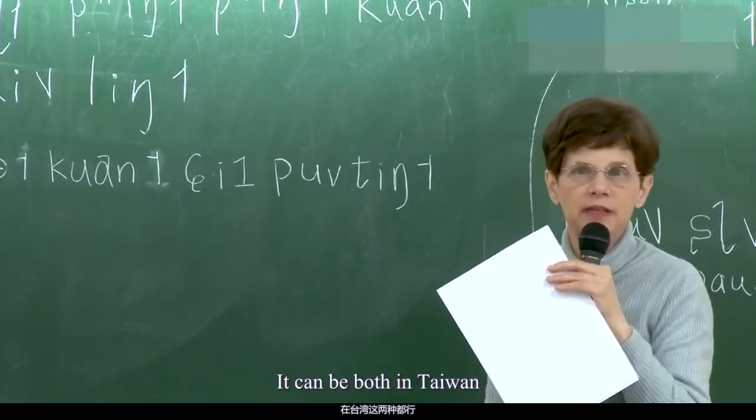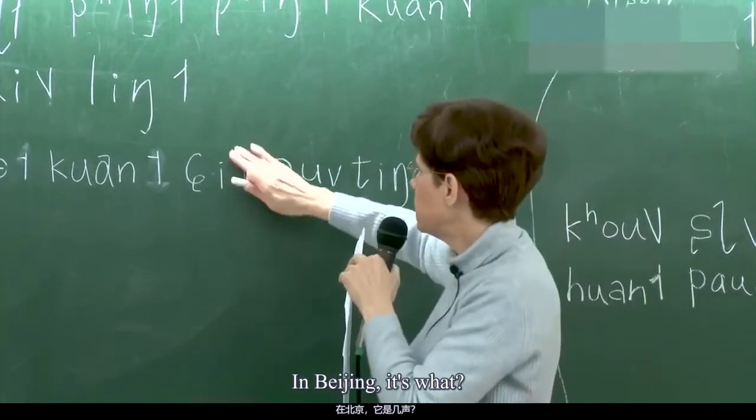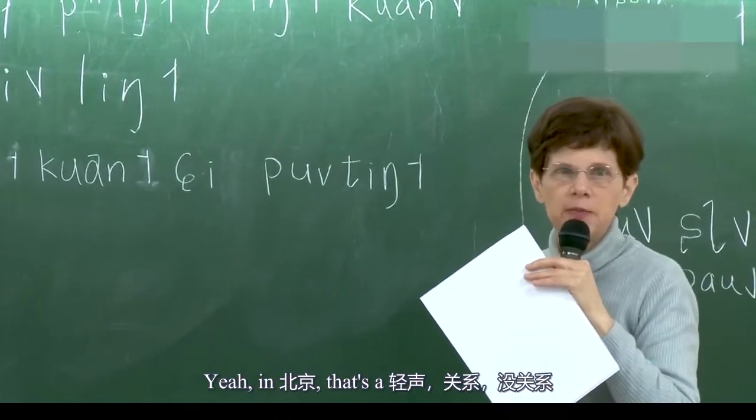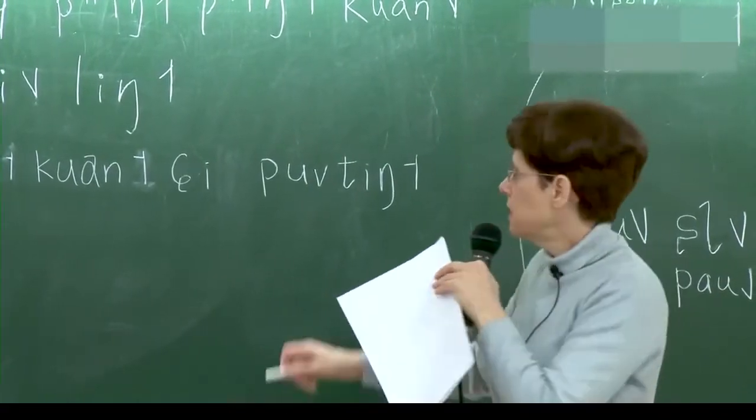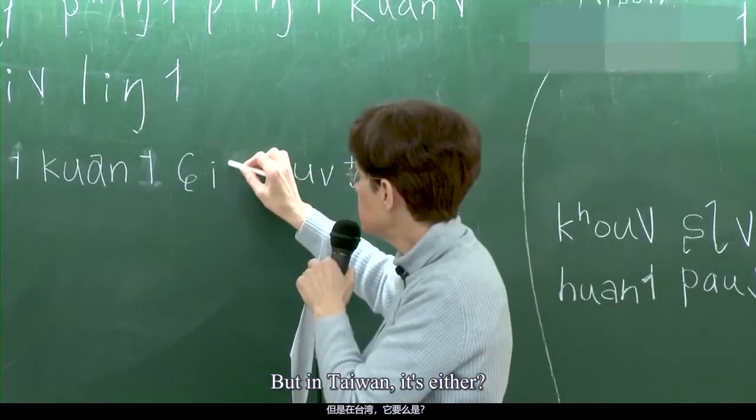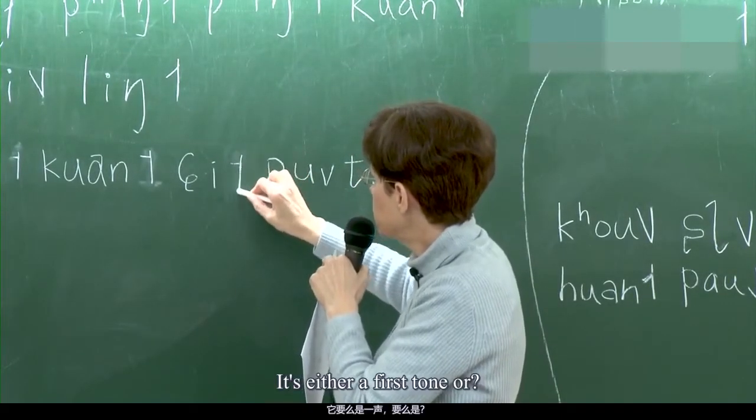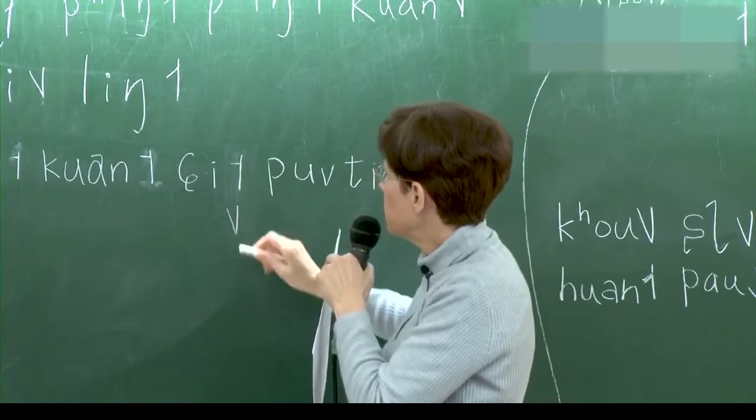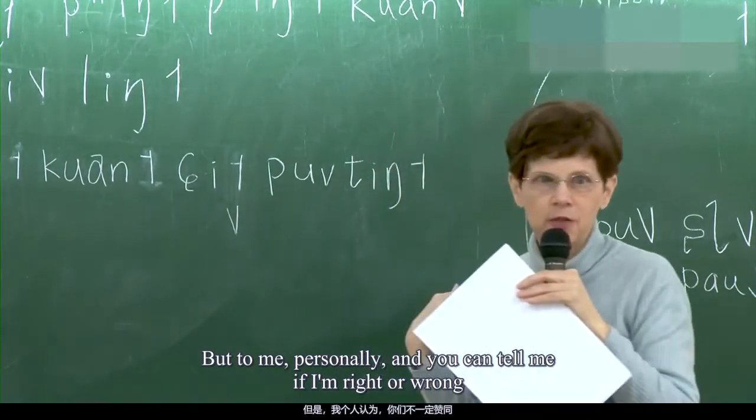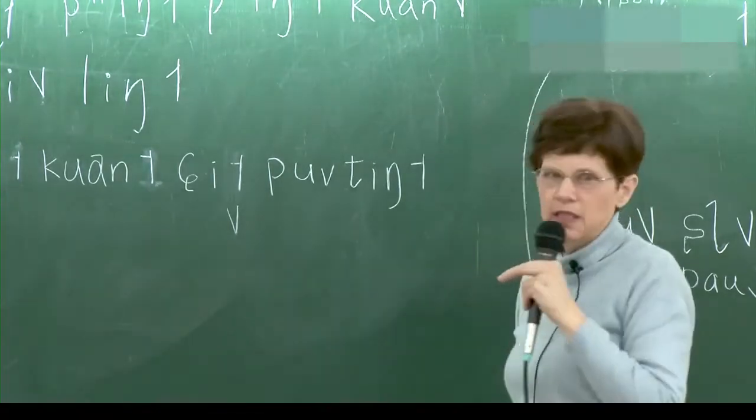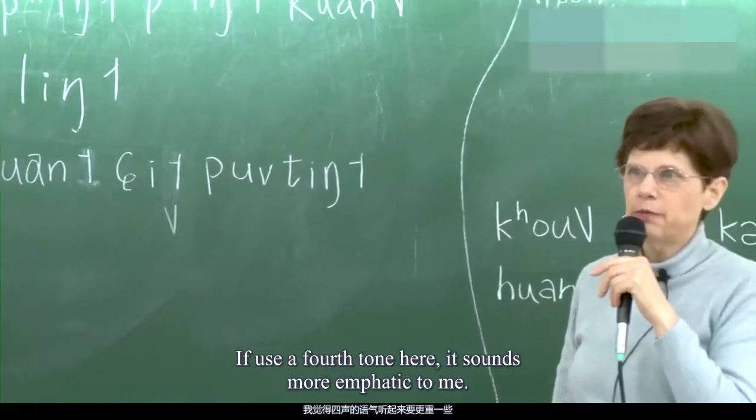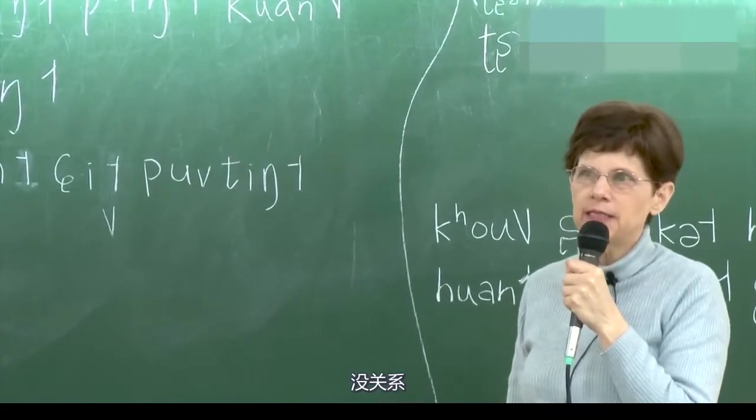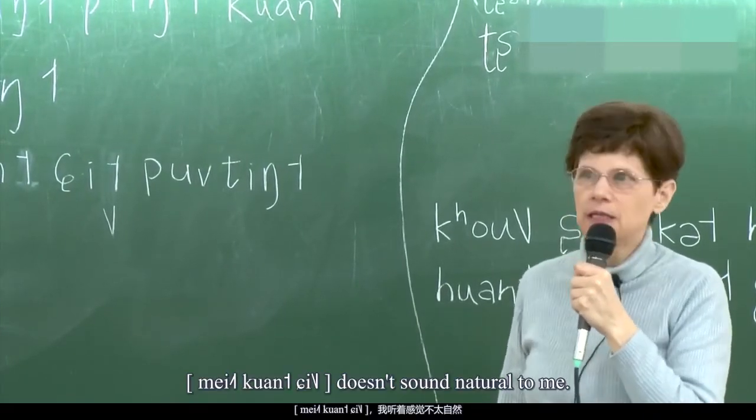It can be both in Taiwan. In Beijing, it's what? Yeah, in Beijing, that's a 轻声关系, 没关系, 没关系. But in Taiwan, it's either a first tone or a fourth tone. But to me personally, and you can tell me if I'm right or wrong, if you use a fourth tone here, it sounds more emphatic to me. I don't know if that's true. 没关系, 没关系, 没关系. 没关系 doesn't sound natural to me.